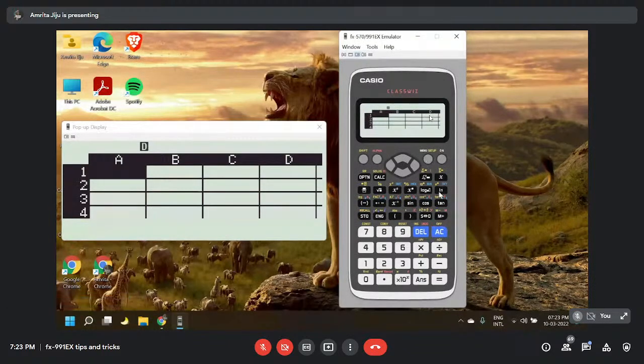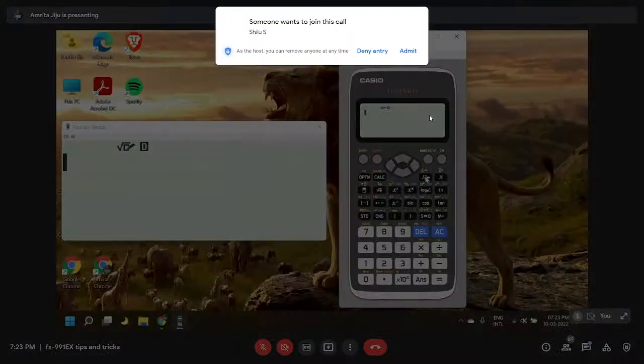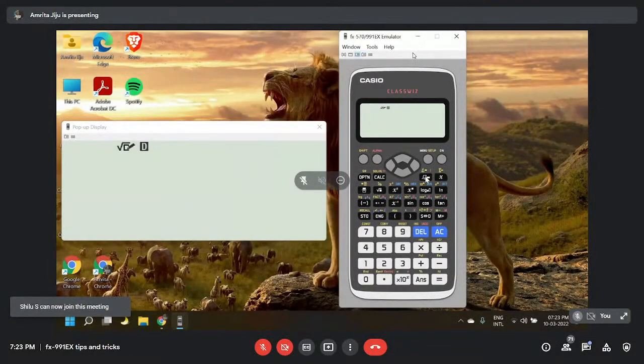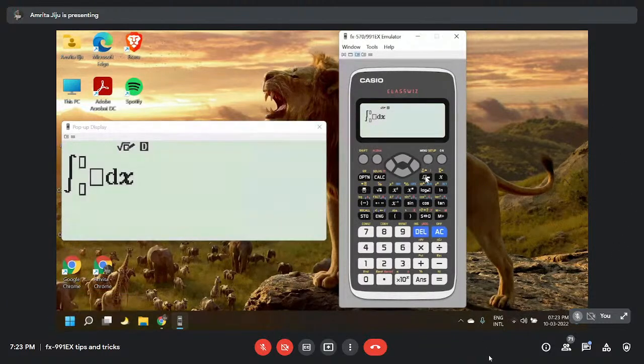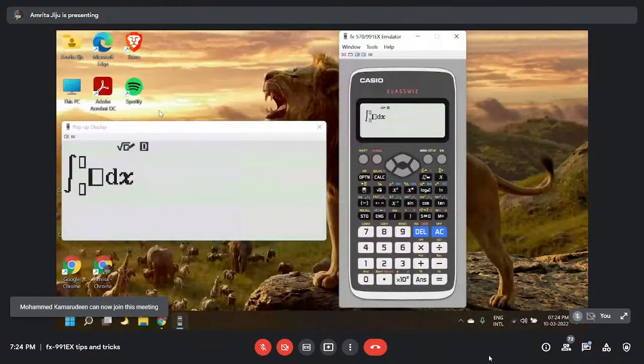Okay, so let's move on to the remaining buttons. First of all, these two buttons I'll reserve for last. First is the integration button. Basically, the integration button is used when we have to calculate the definite integral of a function. You just click the button and you have a space to write your function, and spaces to write your limits, the same way you see in the textbook.